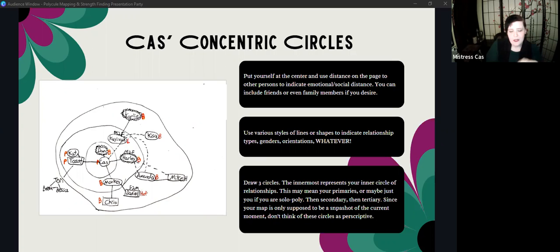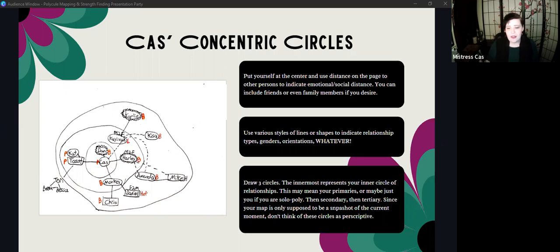And where you put someone else's name on the page is usually dictated by how much social or emotional distance there is between you and that person. This doesn't have to just be polyamorous partners though, right? You can include your best friend, who is maybe a platonic partner to you. You can include family members. If you don't have a whole polycule to draw, map this out right now, think about your origin family or your chosen family. Family and social networks are a you-define-it-as-you-want-it kind of thing. So include who is important to you. It doesn't necessarily have to be a formal relationship type of thing.